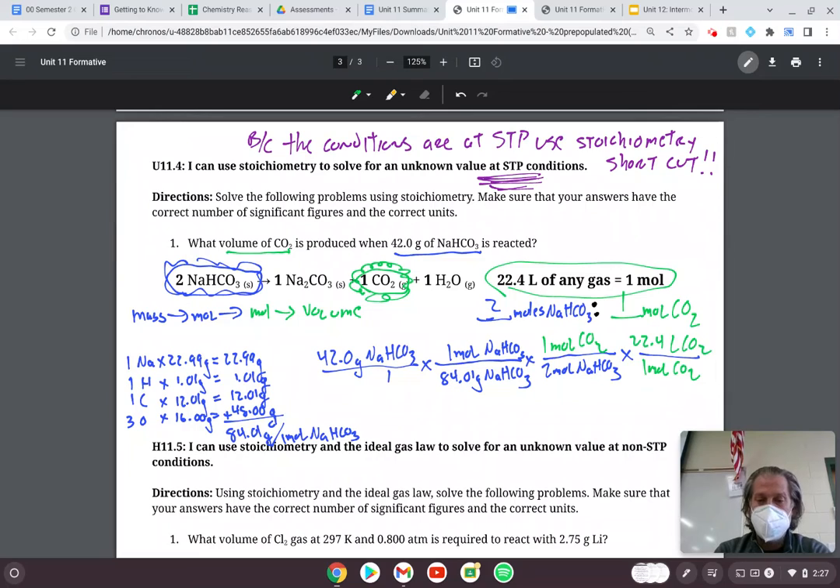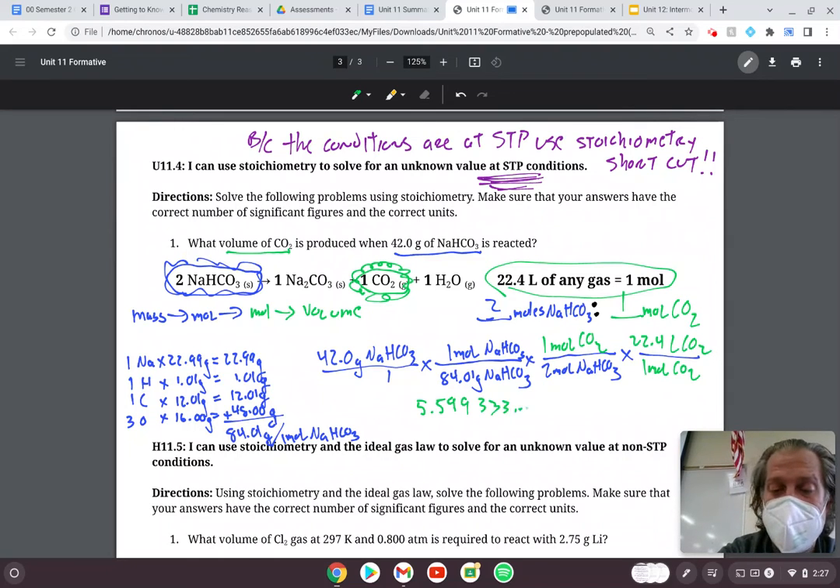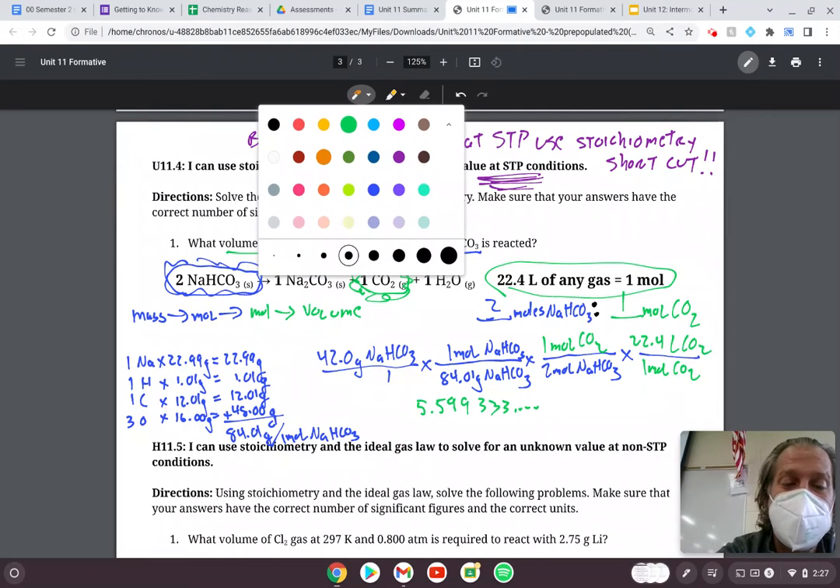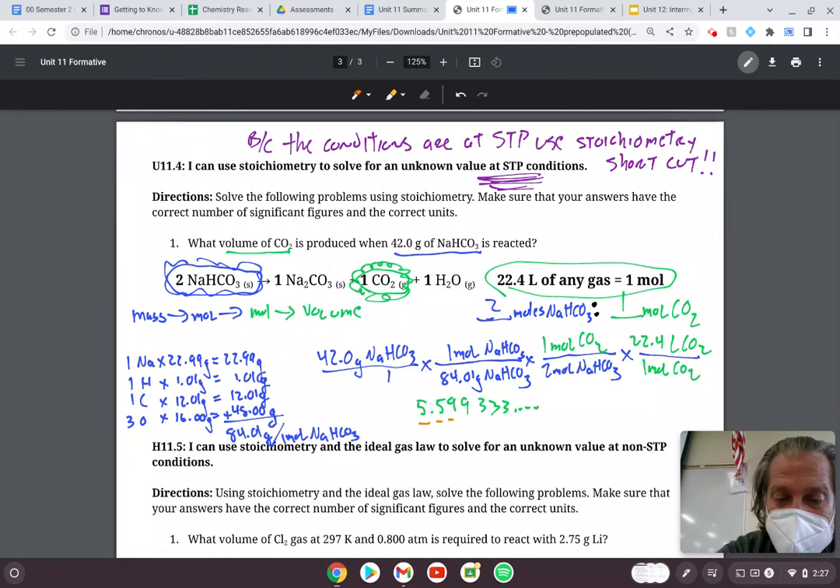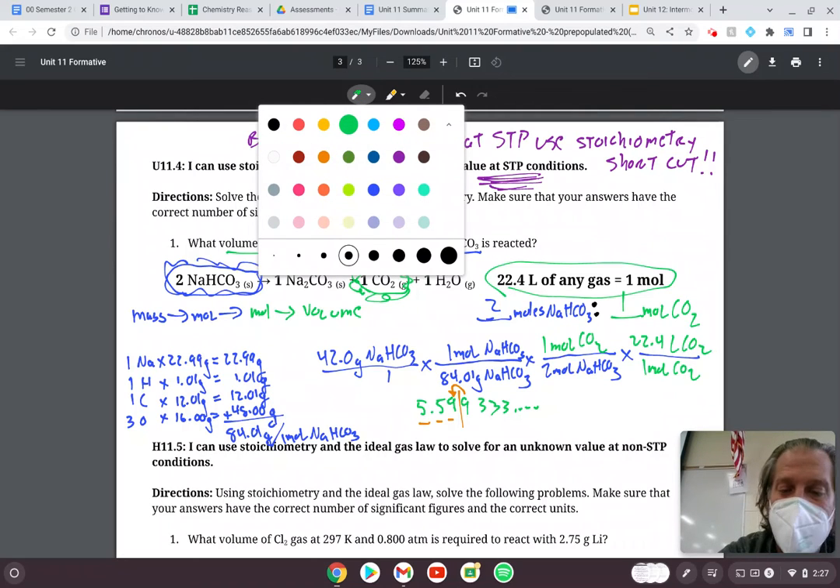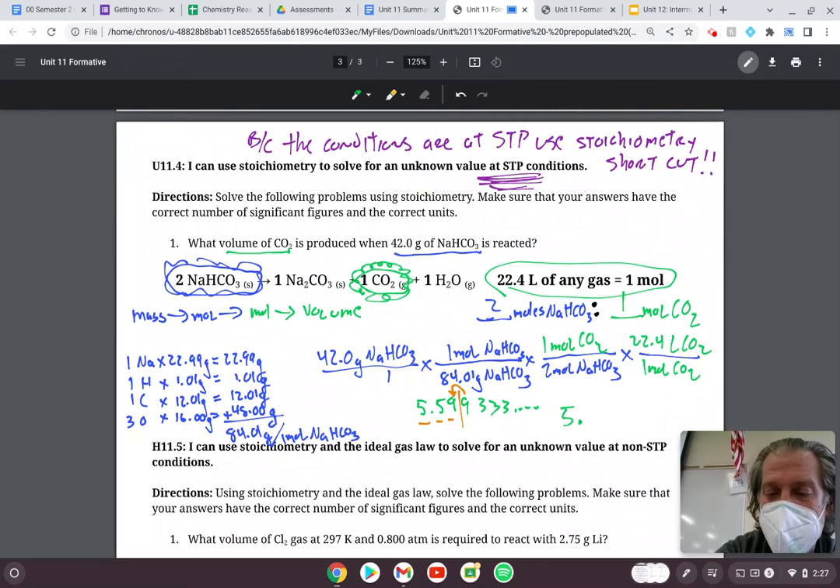42 times 22.4 divided by 84.01 divided by 2 gives me a final answer of 5.59933. This answer requires us to have 3 sig figs, so 1, 2, 3. That 9 rounds up, which creates a little bit of an issue. So our final answer is going to be 5.60 liters CO2.